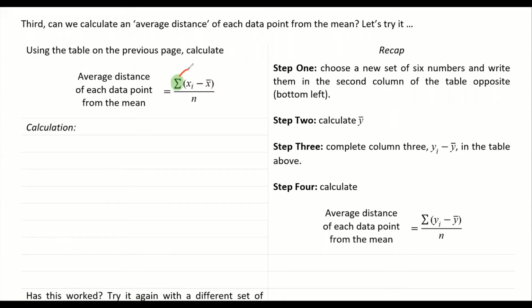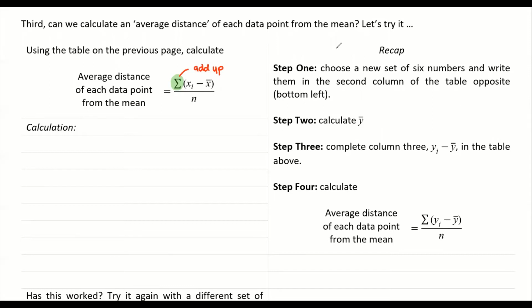I'll just make a note of that. So add up all the xi subtract x bar, and we can do this calculation here. Once we've done that, we divide by the total number of data points, which was of course 5. There were 5 data points. Let's see if we can take the average of those distances. So let's do it.